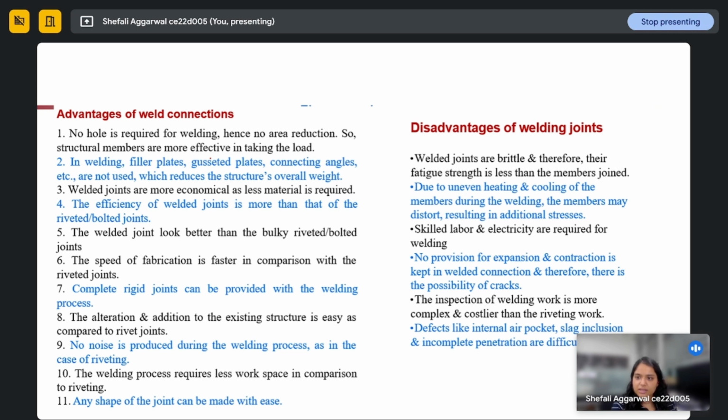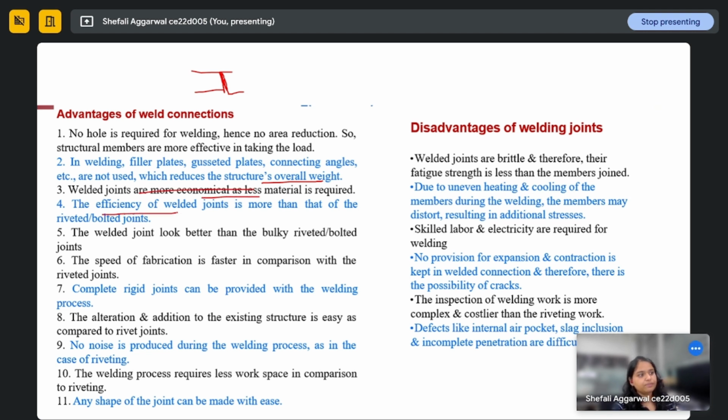And next, in welding, filler plates, gusset plates and connecting plates are not used, which reduces the overall weight of our structure. Simply two things can be connected using a weld connection. We don't need an external plate to make a connection, so that will reduce the weight of our structure. And these are more economical as less material is required.